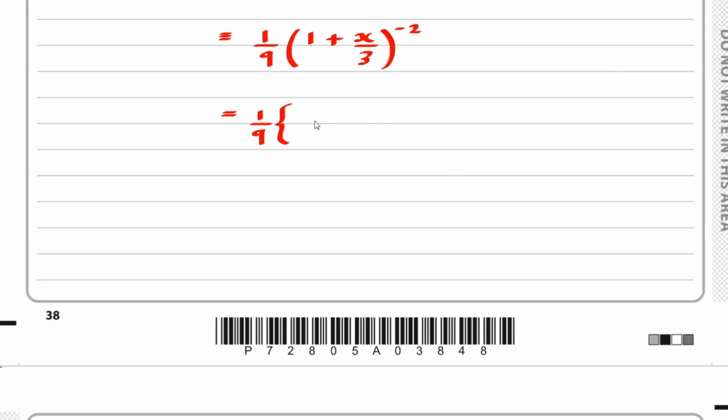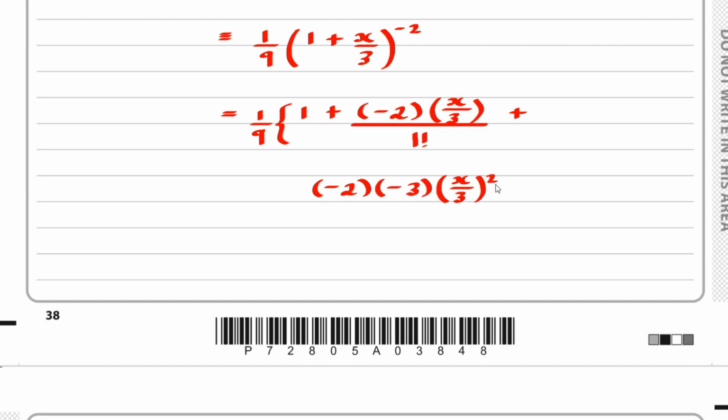So we've got the 1/9. Our first term will be 1. And for the next term, we have negative 2 multiplied by x over 3, and we divide this by 1 factorial. For our next term, we have negative 2 multiplied by negative 2 subtract 1, which is negative 3, multiplied by x over 3 squared, divided by 2 factorial, and then we have higher order terms.